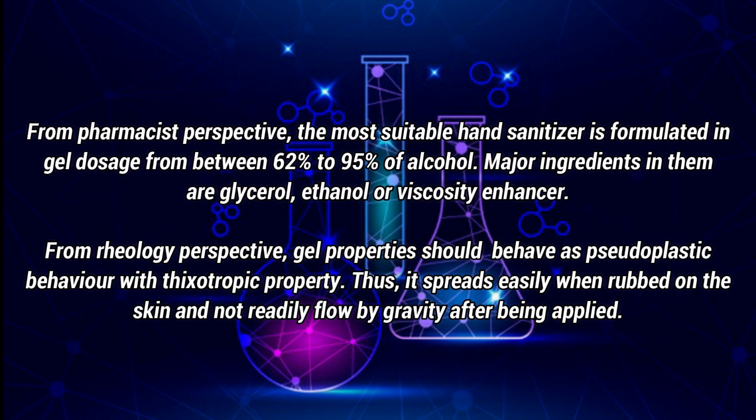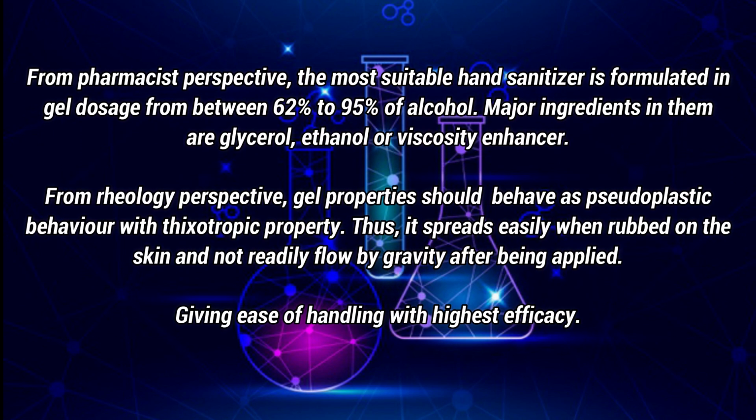From the pharmacist's perspective, the most suitable hand sanitizer is formulated in gel dosage form with between 62% to 95% alcohol. Major ingredients in them are glycerol, ethanol, and a viscosity enhancer. From a rheology perspective, gel properties should behave with pseudoplastic behavior and isotropic property. Thus, it spreads easily when rubbed on the skin and does not readily flow by gravity after being applied, giving ease of handling with highest efficacy.